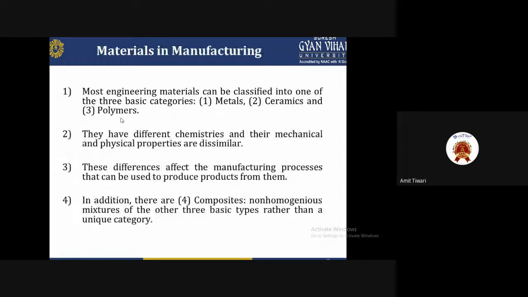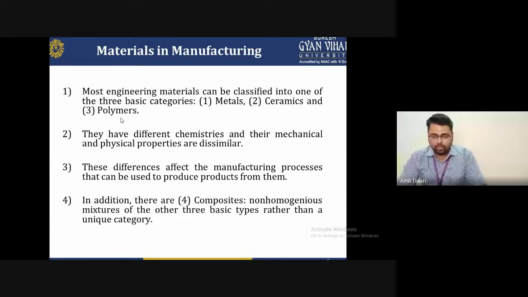Materials in manufacturing. Basically, most engineering materials may be classified into three categories: metals, ceramics, and polymers. They have different chemistries, chemical compositions, and mechanical and physical properties, and they are all used as per the application and requirement of manufacturing. These differences affect the manufacturing process, so different products can be produced from them.